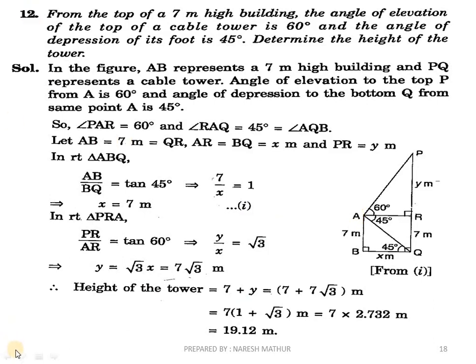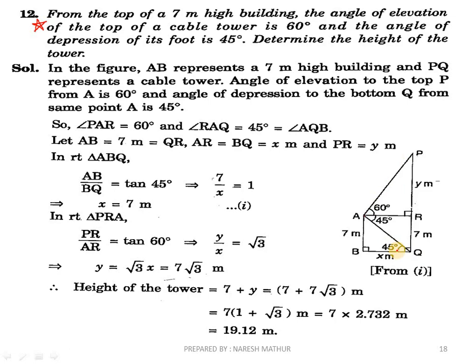Now it's a good question. We are given the angle of elevation and depression in the same question. So from the top of a 7 meter high building, the angle of elevation of the top of a cable tower is 60 degrees. Now see here, the observation point is at the top of a 7 meter high building. From here we are talking about the angle of elevation of the top of the tower. If we are talking about angle of elevation, it means the height of the tower will be higher than the building. Okay, so the angle of elevation of the top of this tower would be 60 degree, and the angle of depression of the foot of the tower would be 45 degree.